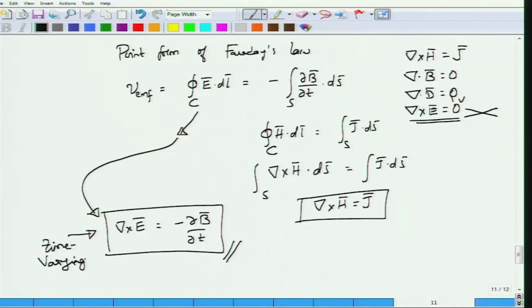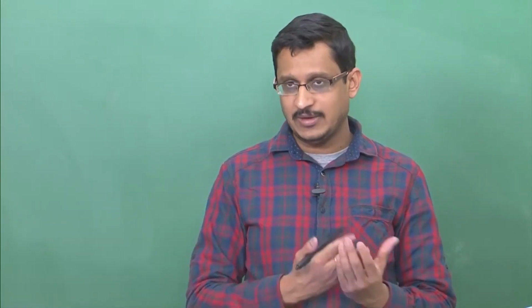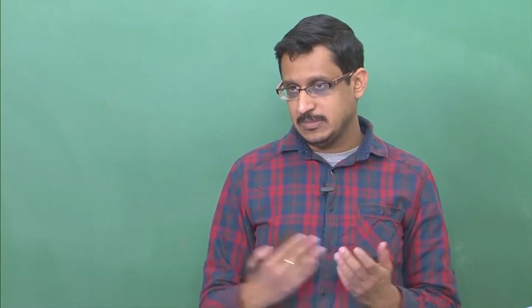When the fields are not varying with time, then the right hand side will be equal to 0, which means that electric and magnetic fields are separately considered. There is no interaction between the two. However, when the magnetic field is changing, it will act as a source of EMF or a source of the electric field, which means that they are now related to each other.